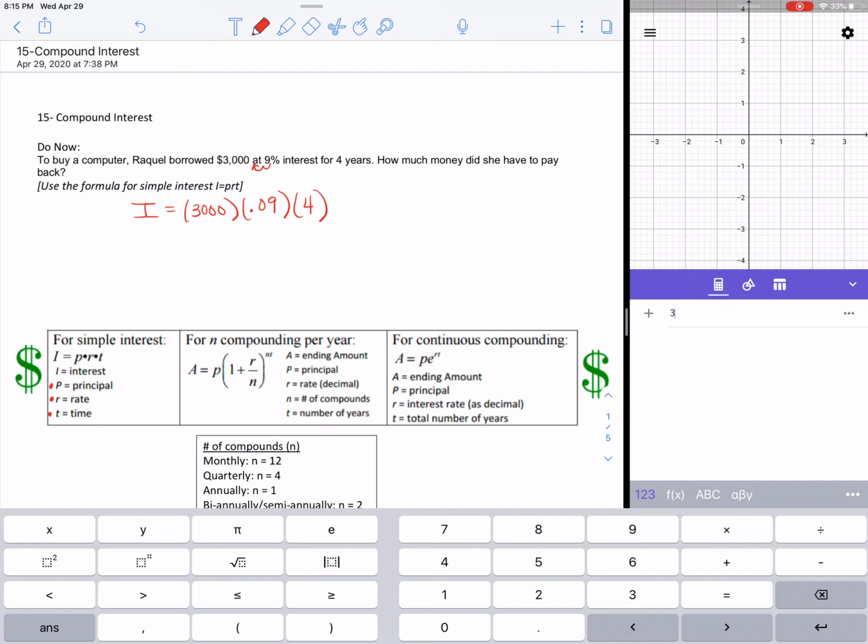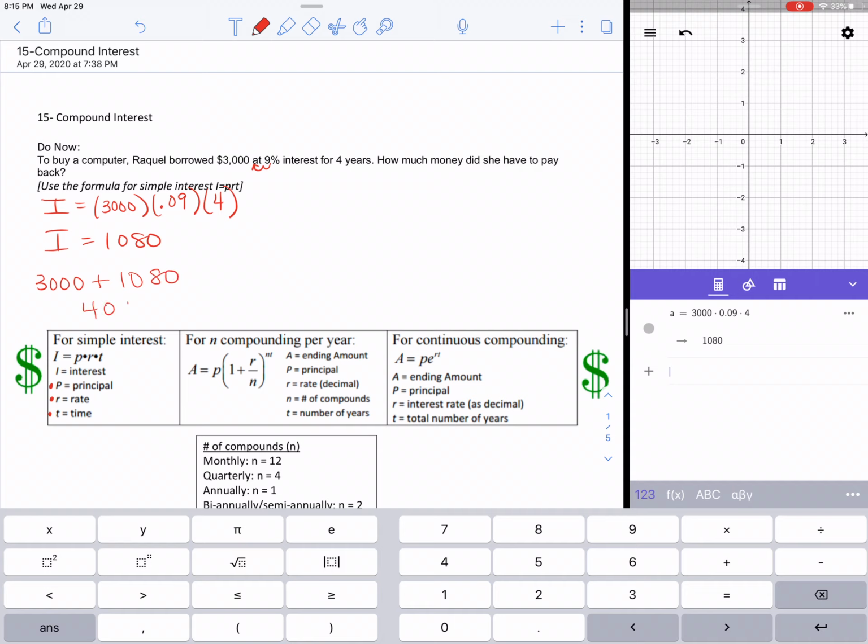And I'll do this in the calculator. Times 0.09 times 4. So the interest that she owes is $1,080, but she doesn't pay $1,080 back. She also has to pay the principal back. So she has to pay back the $3,000 plus the $1,080, and that would be $4,080.